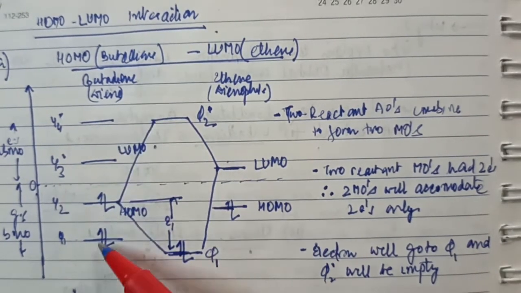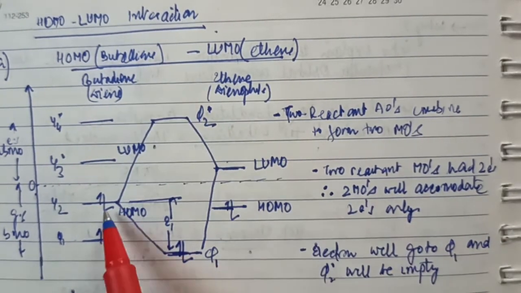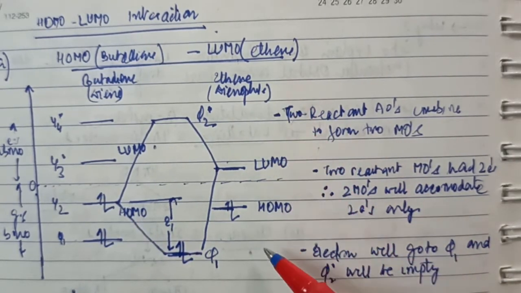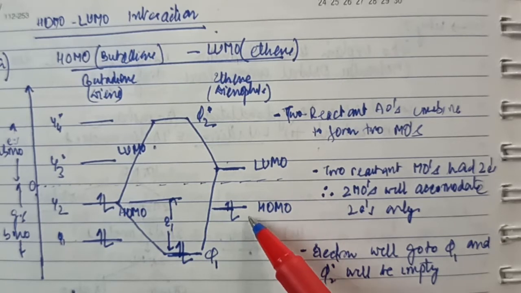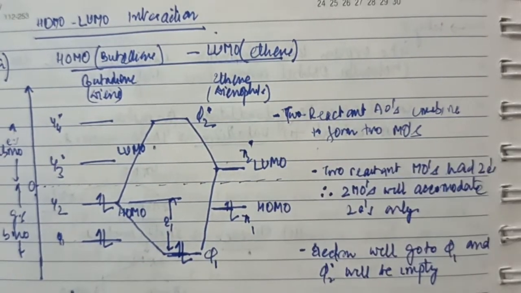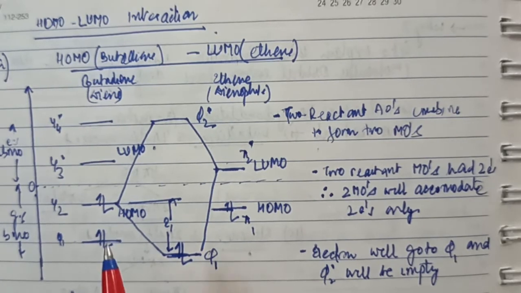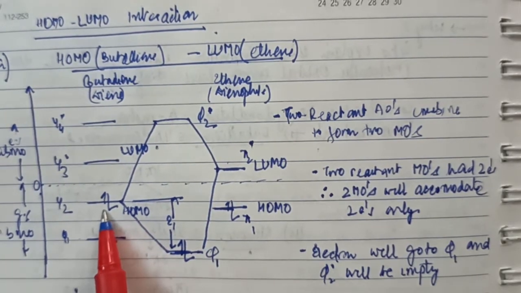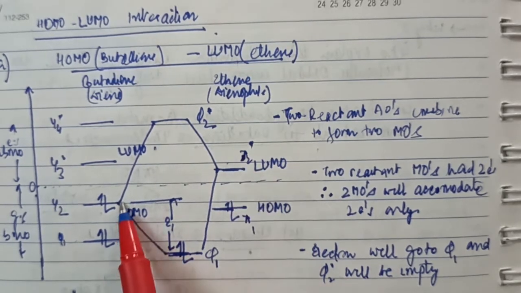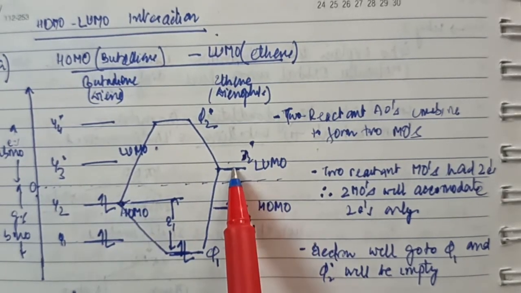Again, I draw the molecular orbitals of the diene. Again, the HOMO is psi2. Again, I draw the molecular orbitals of the dienophile. The HOMO is pi1 and the LUMO is pi2 star. This we know. Now I'm studying the interaction between the HOMO of the diene and the LUMO of the dienophile.